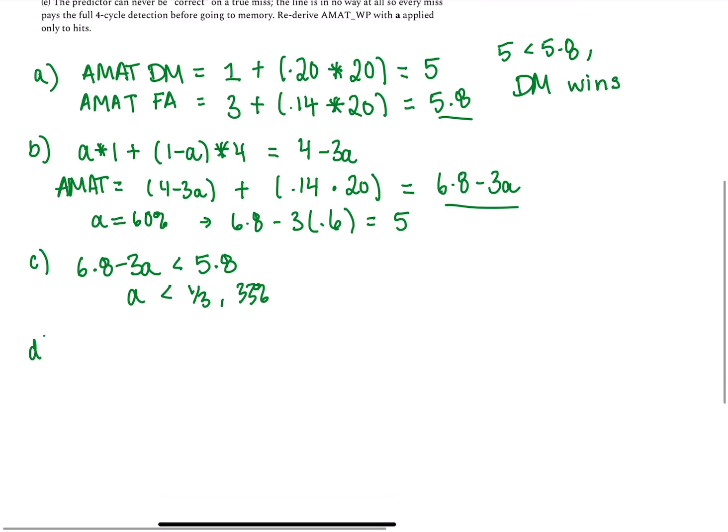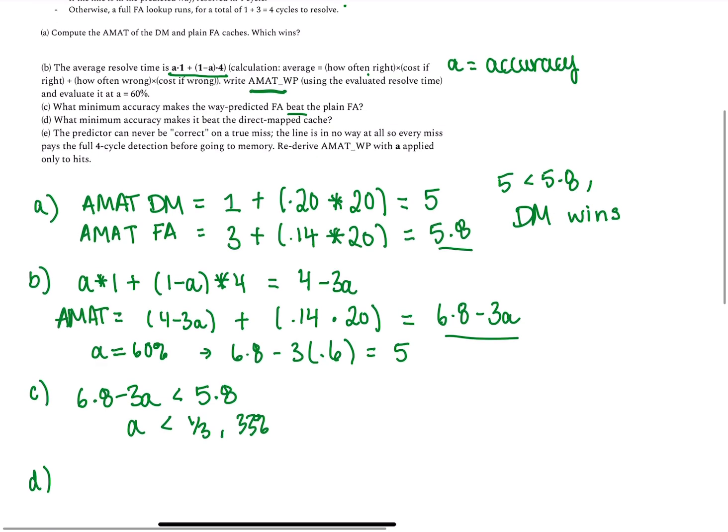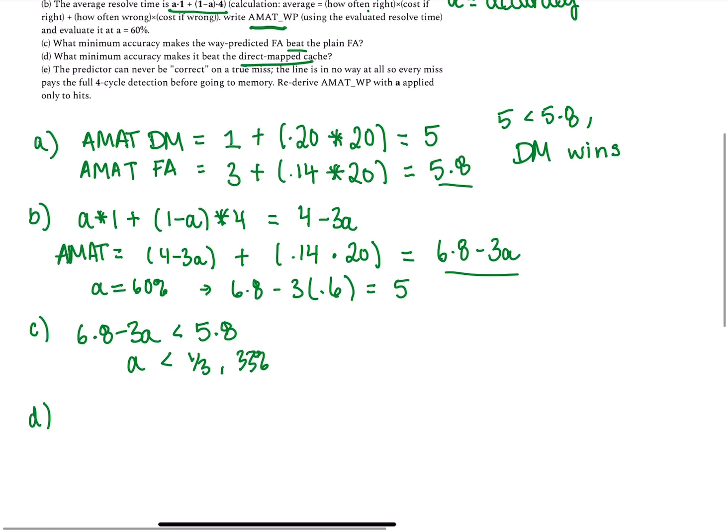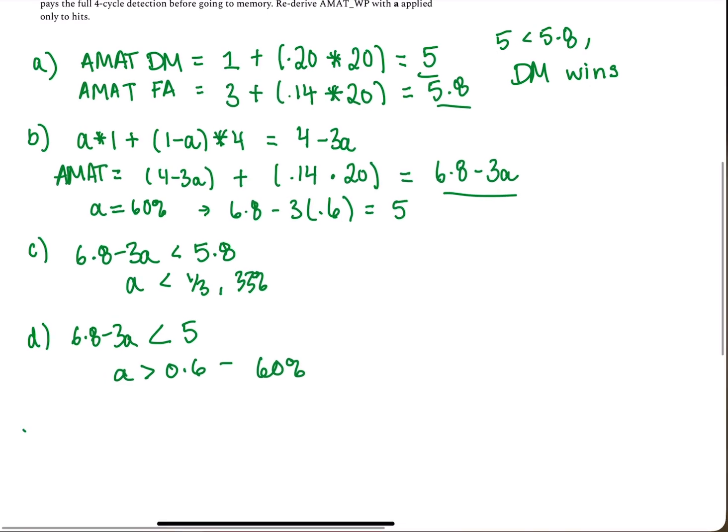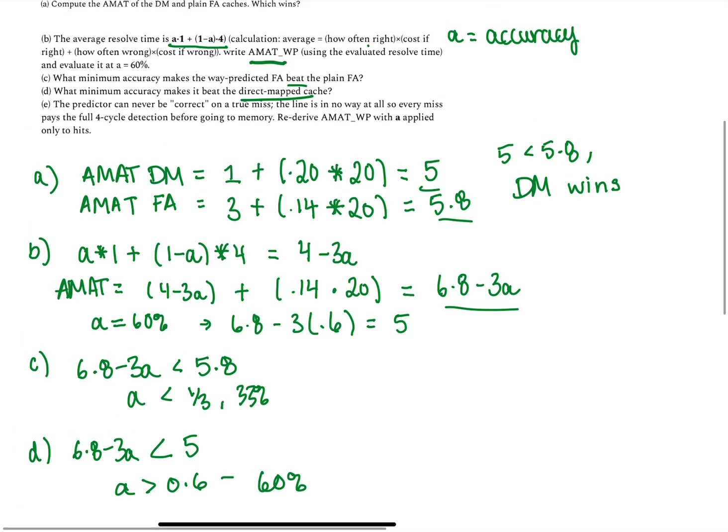Okay, and then part D is asking what makes it beat the direct map cache. So we're doing the same thing. 6.8 minus 3A has to be less than, this time we're using 5 for the direct map cache. And we get a much larger accuracy: A needs to be greater than 0.6. So 60%. At least a 60% accuracy before the fully associative cache is actually worth choosing over the direct map cache.